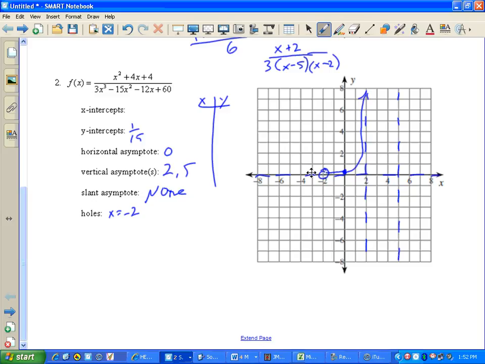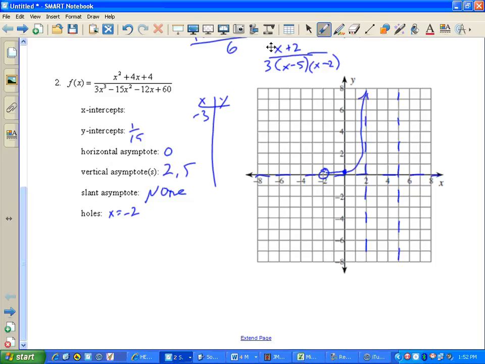So I'm going to plug in negative 3. Okay, I'm going to plug in my simplified version because these two are identical except for at this point. At this hole, this one's undefined and this one is defined. So all the other points will follow and we'll get the exact same answer, but it's so much easier to plug into this simplified version.